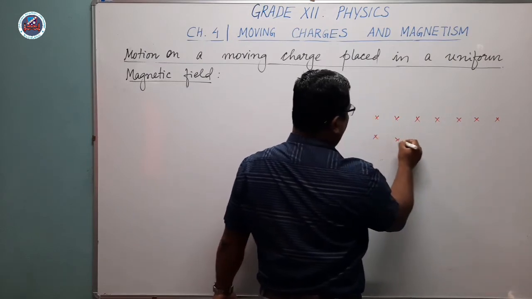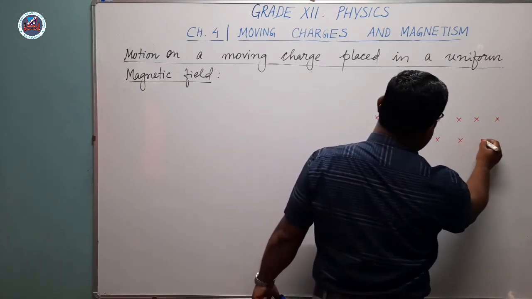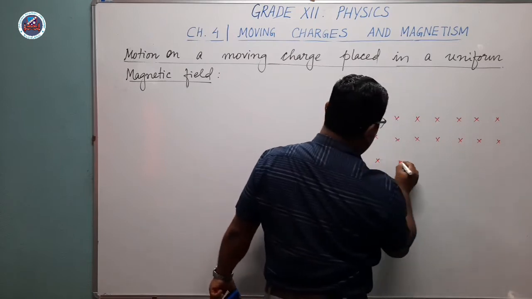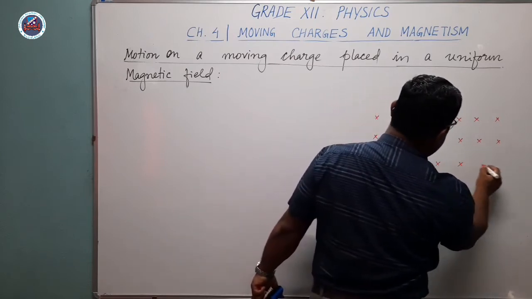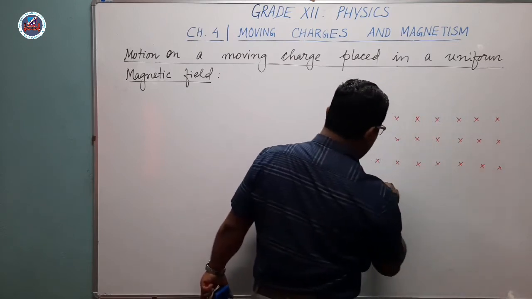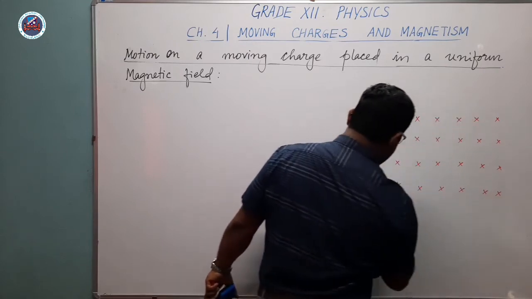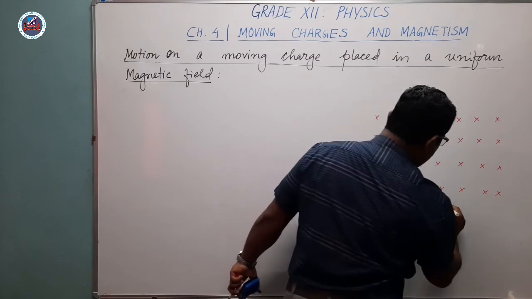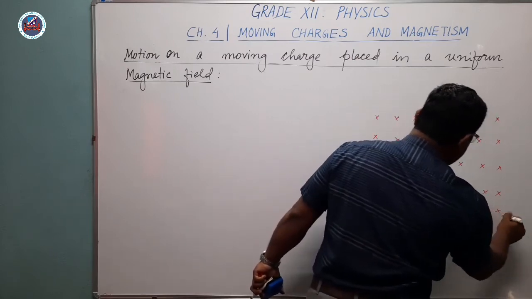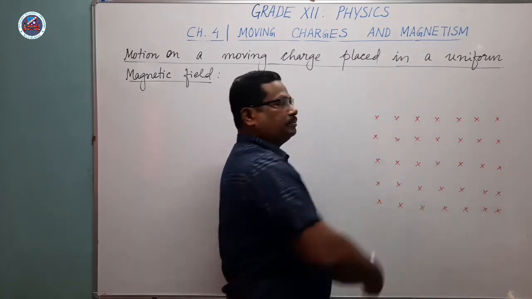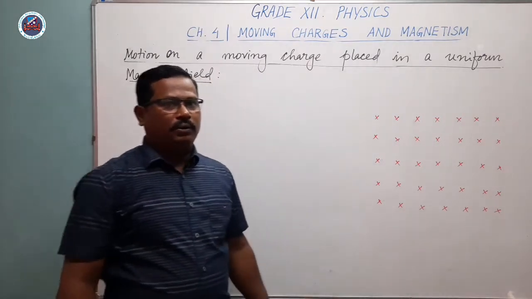This is perpendicularly downwards. If you see any structure of this form, cross marking, then you should know that the direction of B is perpendicular to the plane of the paper. It is going inward. It is going inward.